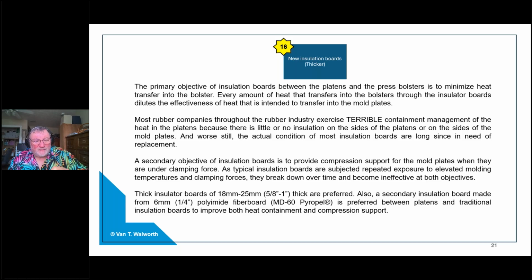And so with the Pyropel type of material, these polyamide fiber boards, the heat passes through them slower than it does the regular insulation board. So if you sandwich one of those polyamide fiber boards between a platen and the insulation board, it is harder for heat to get to the regular insulation board, which means it lasts longer. And the slight flexibility in the polyamide fiber board will take some of the flexing forces that often crack the relatively brittle insulation boards. It makes them last a lot longer.